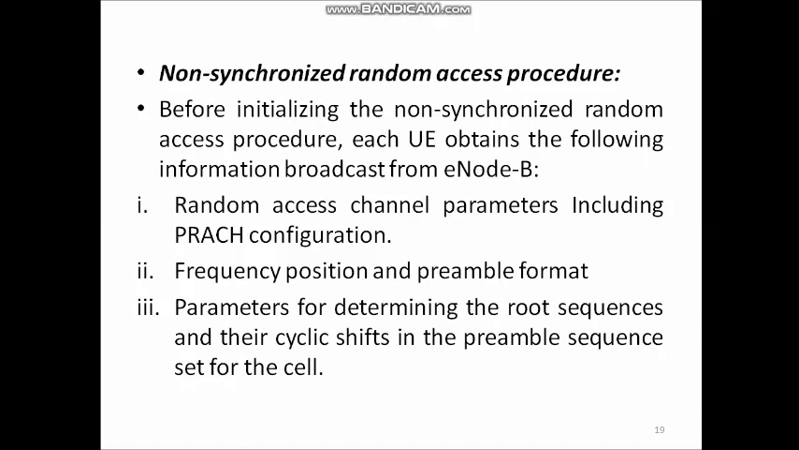So, before initializing the non-synchronized random access procedure, each user equipment obtains the following information broadcast from E node B. First one is random access channel parameters, including physical random access channel configuration. Then second parameter is frequency position and preamble format, and then parameters for determining the root sequence and their cyclic shifts in the preamble sequence set for the cell.